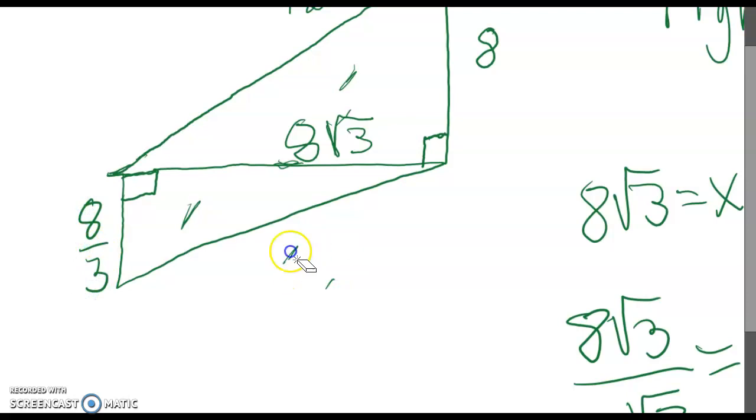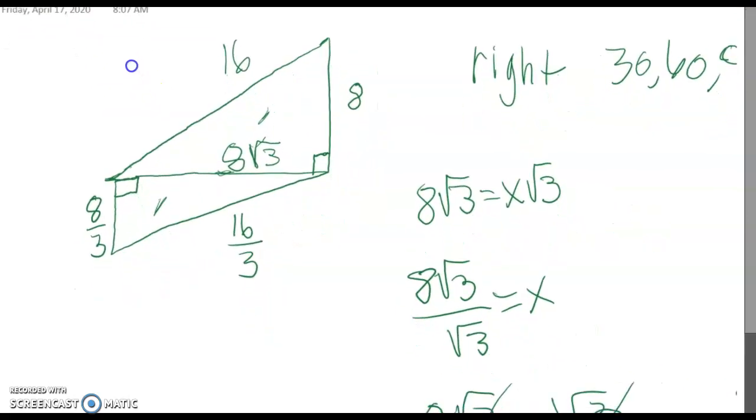But as I said before, the short side is always half of the long side. So what we got over here is 16 over 3. And there we have it. We found all 5 sides.